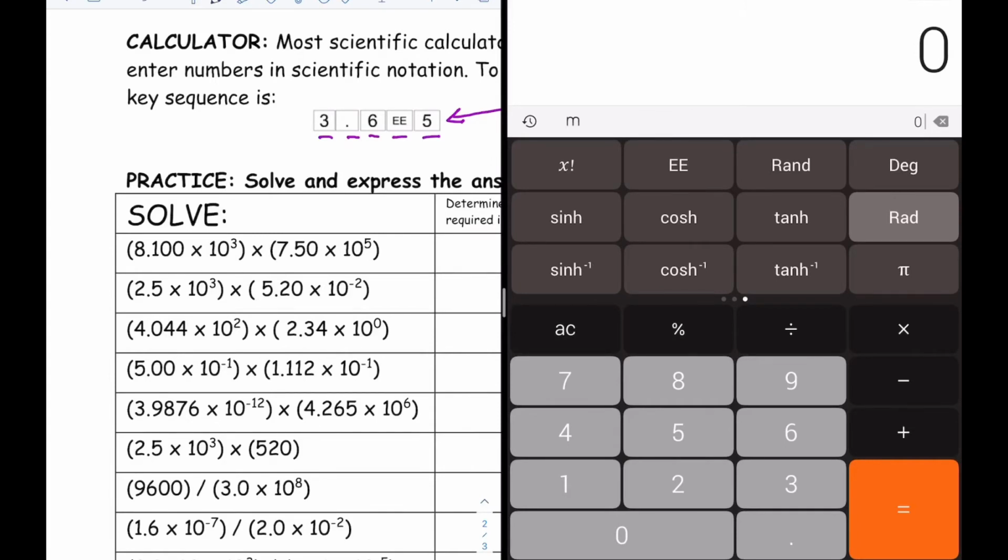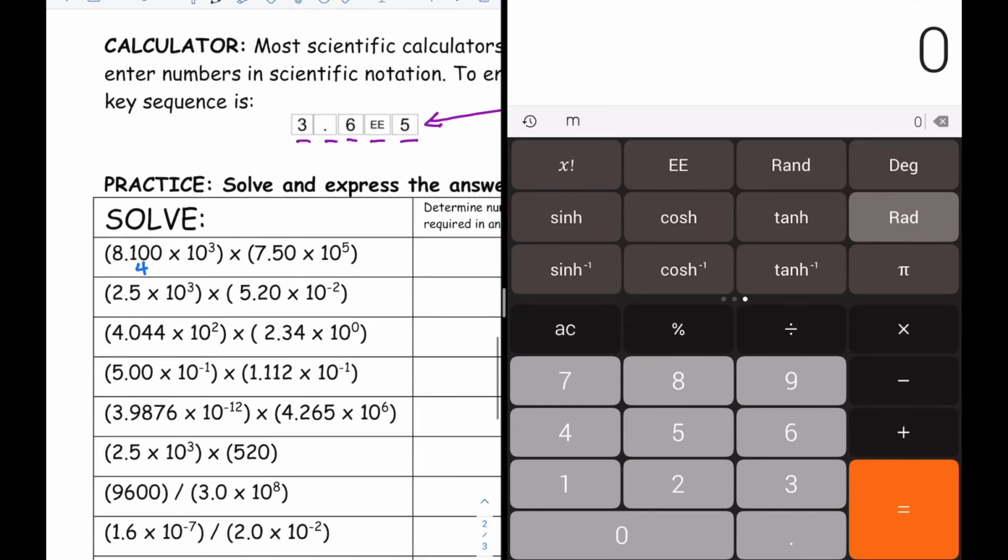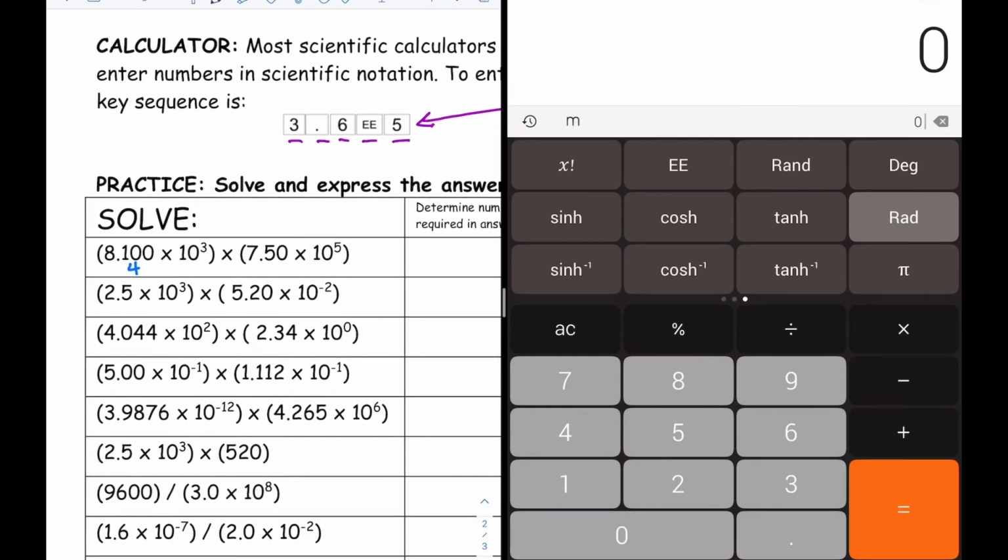In 8.100, we have 4 significant digits. Those are trailing zeros, remember? So both of those zeros are going to be significant because there's a decimal present. Next, we have 7.50. So once again, a trailing zero in the presence of a decimal. So that's 3 significant digits. And the rule for multiplication is to use the lower number of digits in your final answer. So our final answer is going to have 3 significant digits in it.